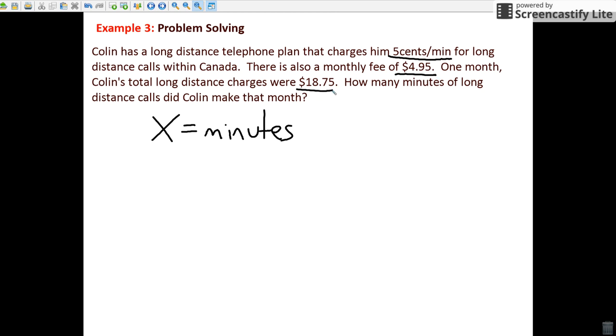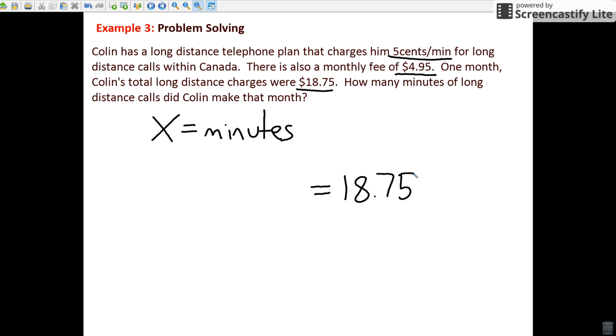We have the 5 cents a minute for his calls, $4.95 for his monthly fee, and the total charges are $18.75. So as we set up our equation, the first step is to start with what you know. Well, I know the total has to add to $18.75, so I'm going to make the equation equal that. That much I know for sure.